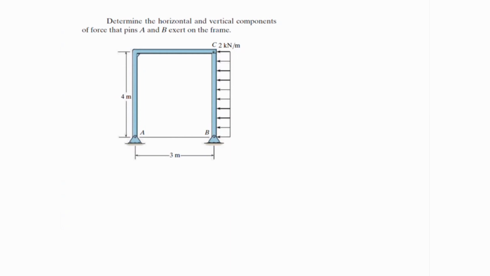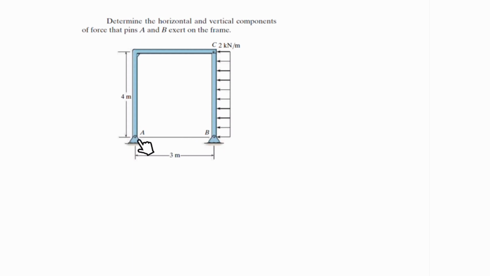Today I'm going to solve some of the questions related to frames and machines. Actually, we have a question here which asks us to find the components of the forces in pins A and B. And we have a structure like this, two pins over the ground and one pin over here. If you want to solve this problem, the first step is doing the free body diagram, meaning that we need to find the reactions at these points.